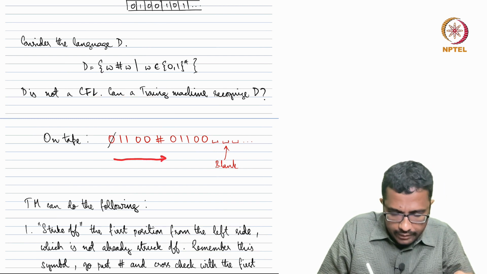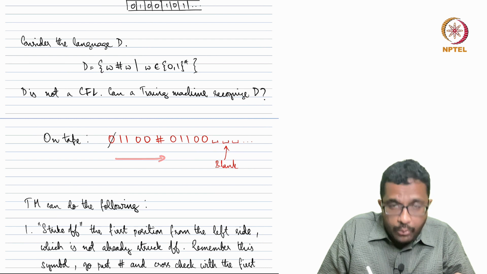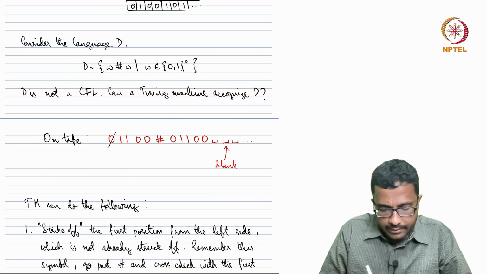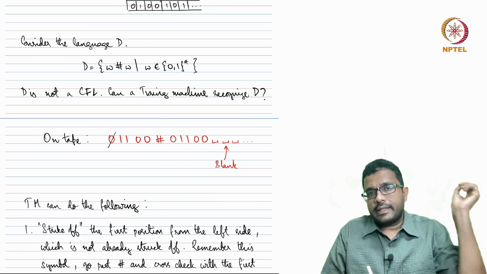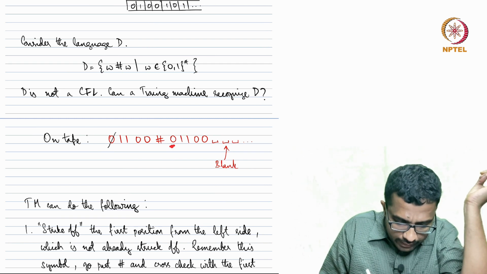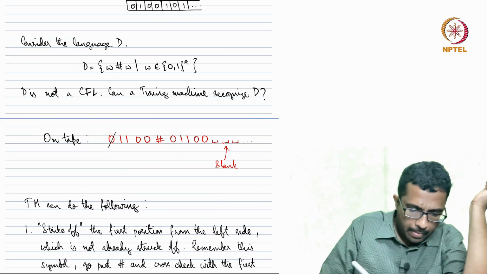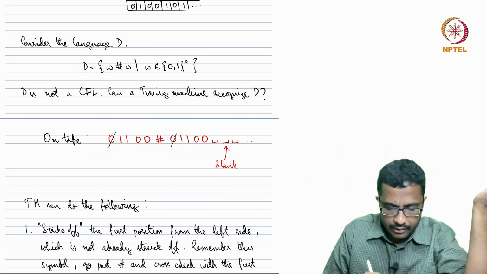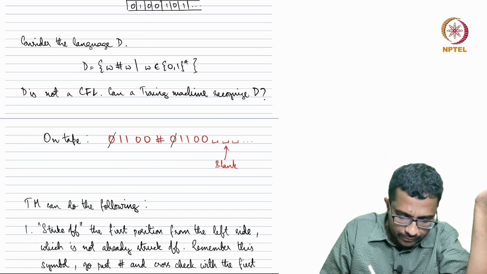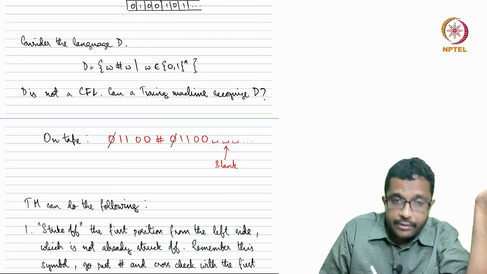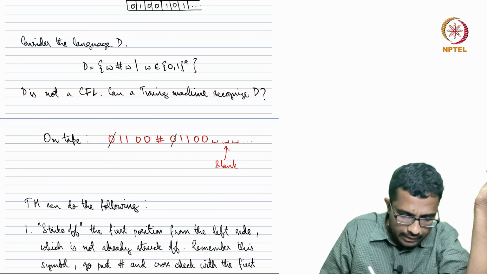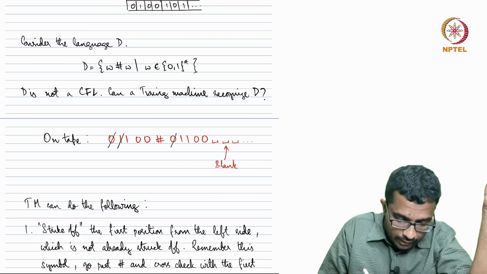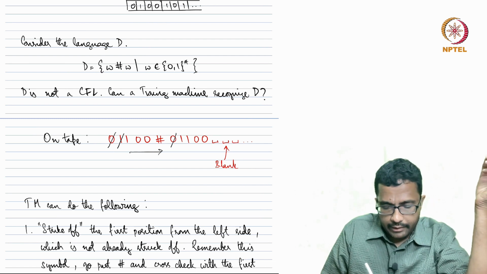Slowly it keeps moving to the right side till it encounters the hash symbol. The hash symbol is this. Once it reaches the hash symbol, it remembers that it had struck off a 0. Then it sees the next symbol. The next symbol is 0, and the struck off symbol also was 0. So now it strikes this 0 off also, and it continues. Now it comes back to the left side. From the left side, it checks for the first symbol which is not struck off, and that is 1. So now it strikes off 1.